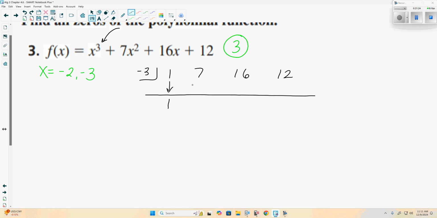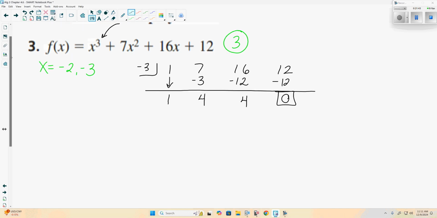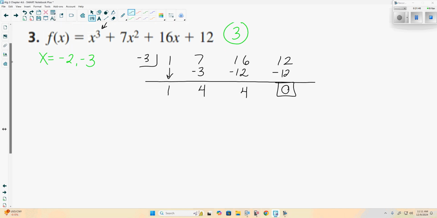-3 times 1 is -3. 7 plus -3 is 4. -3 times 4 is -12. 16 plus -12 is 4. -3 times 4 is -12. 12 plus -12 is 0, and that's what we expected. At this point, we could solve this using the quadratic formula or factoring. But since we do have another solution, might as well use it and get down to a simpler equation.